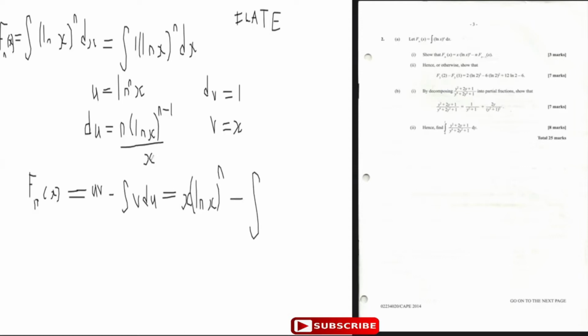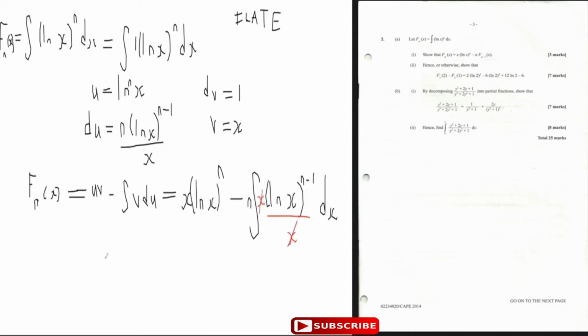Now x times this, the x is going to cancel each other. And then I'm going to factor out the n to have the integral of ln x to the n minus 1 dx. If you're wondering what happened to the x, let me put it in another color. Right here, you remember it's being divided by x. And then here it's being multiplied by x. But these two x will cancel each other in reality.